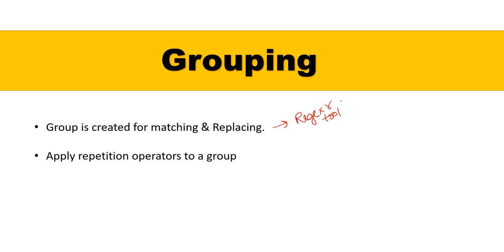Then the second way is to apply repetition operators to a group. It becomes very easy if we need to apply any repetition operator. For example, if I have to apply plus, for one or more, on two or three variables, let's say AB, we can easily apply this repetition operator to this grouped expression. And the third way is to create a group of alternation expressions. This we will know after some time.